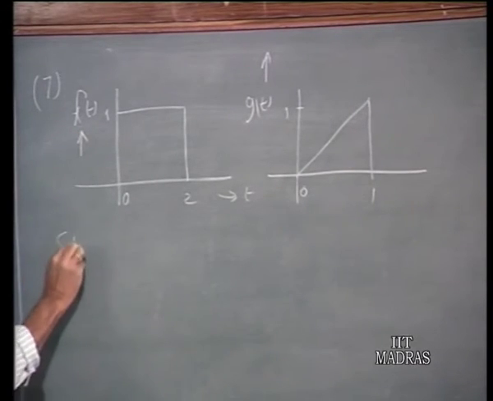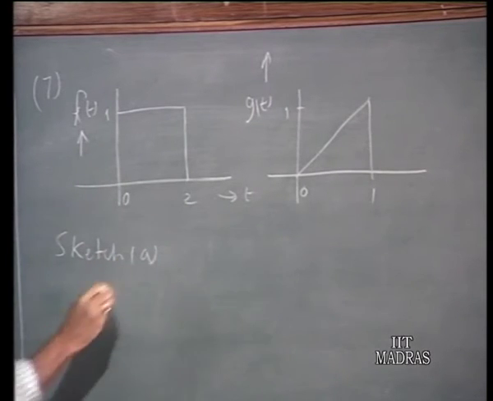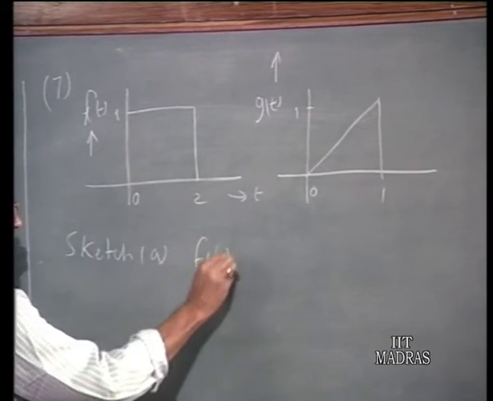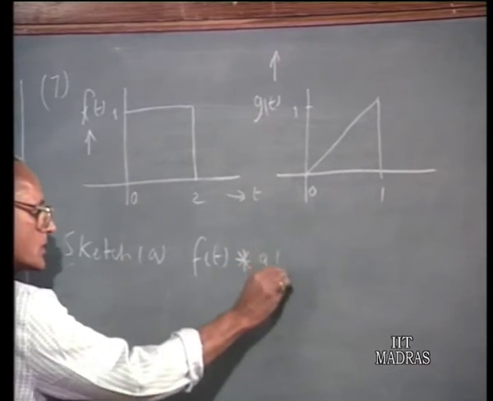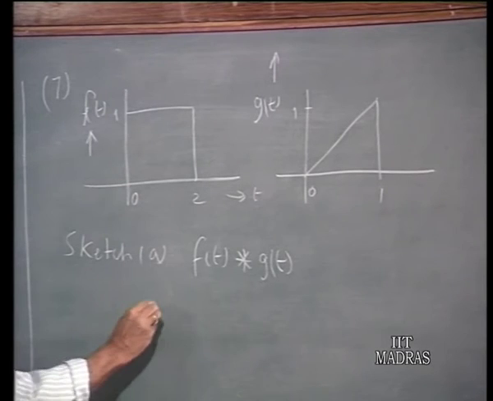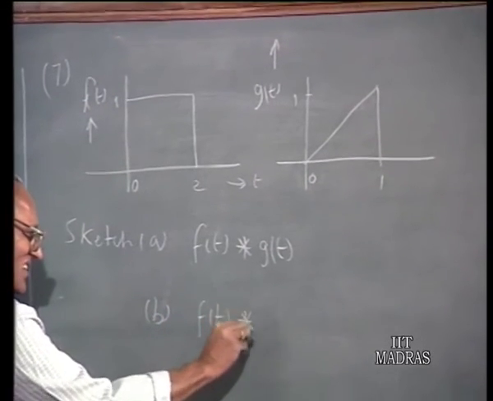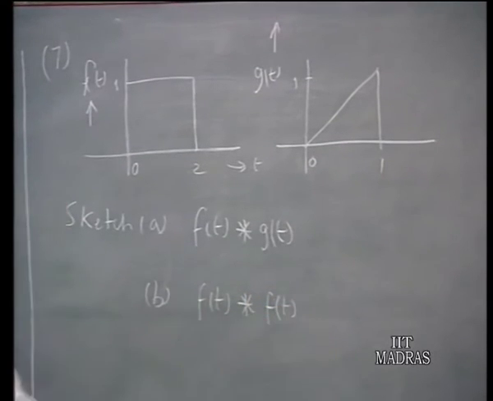Sketch A, f(t) convolved with g(t), the convolution of f(t) and g(t). B, f(t) convolved with itself. It would be advisable for you to work this out graphically. You can verify them through analytical working, but a graphical procedure is more illustrative.